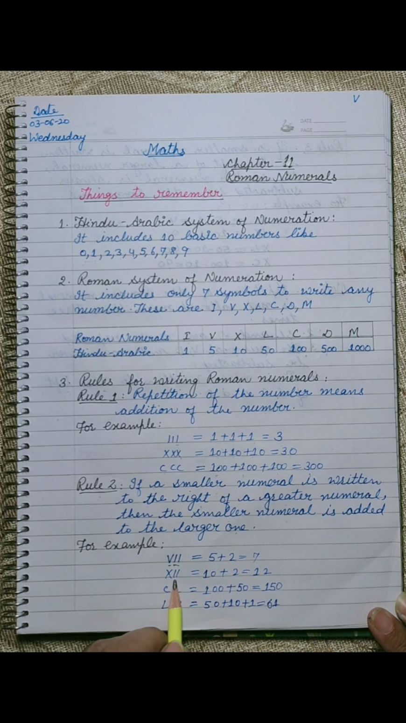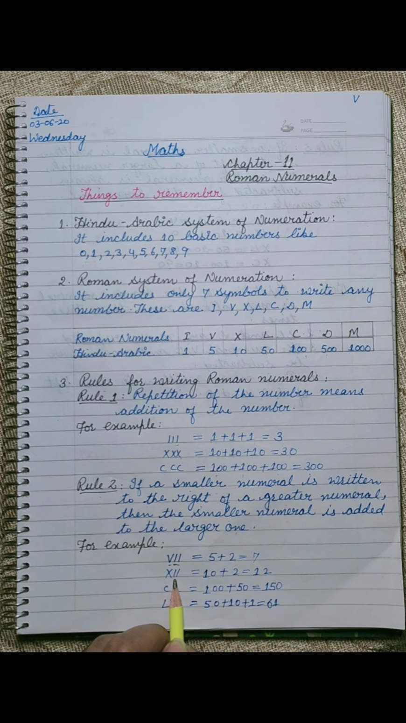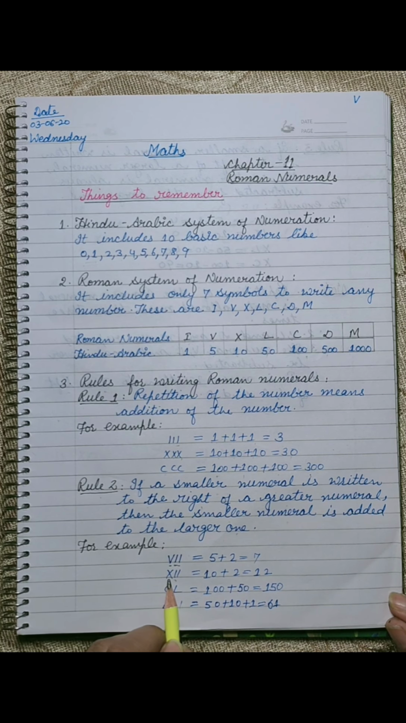Next, XII. I also lies on the right side of the Roman numeral X. I is the smaller Roman numeral, X is larger. The smaller is on the right side of the larger, so we add. Both are smaller, so add both. 10 plus 2, 12.